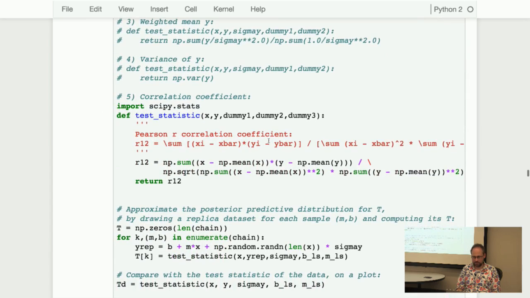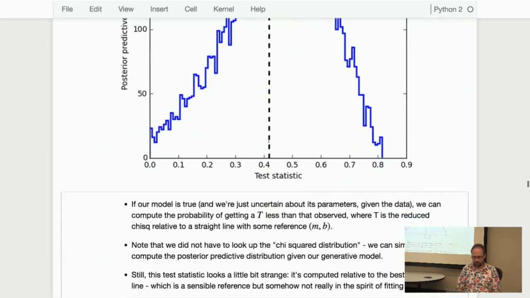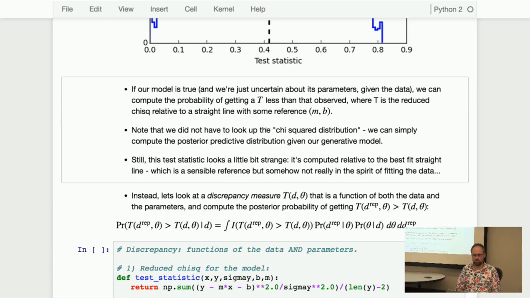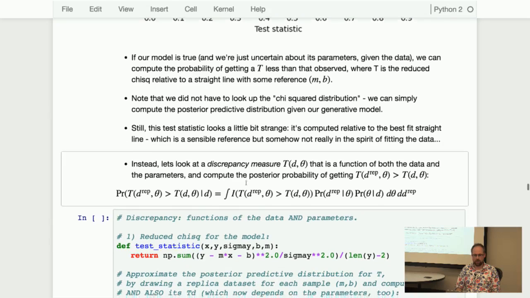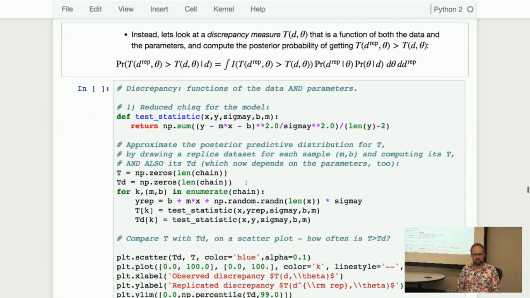Where did I get to? Here we are. Okay, so there was a question of, can't we just use the likelihood? And I said, well, it's a function of parameters and data. So in the case where we have that situation, it's called a discrepancy measure rather than a test statistic. It's a function of d and theta.